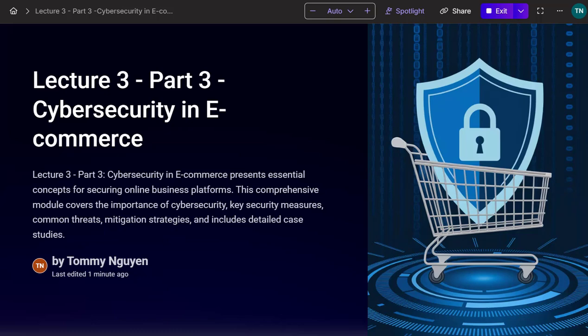DDoS attack. Mitigation strategies will be explored, including access control, encryption, network security, and incident response planning. Real-world case studies will demonstrate the impact of effective cybersecurity measures and the consequences of security failures. By the end of this lecture, you will have a thorough understanding of how to build a robust cybersecurity framework for your e-commerce business. Now we begin.